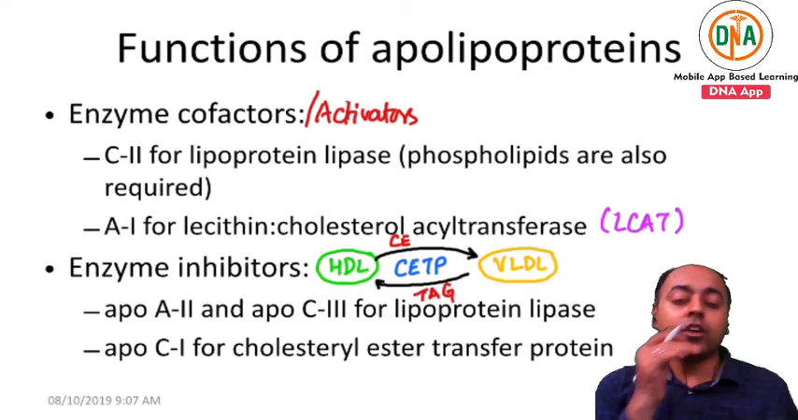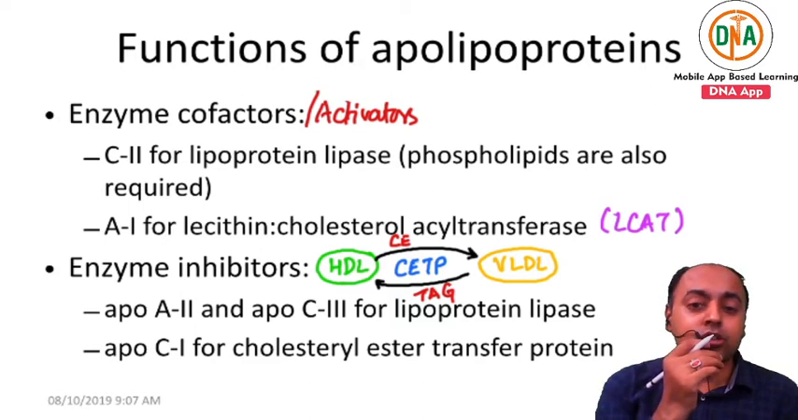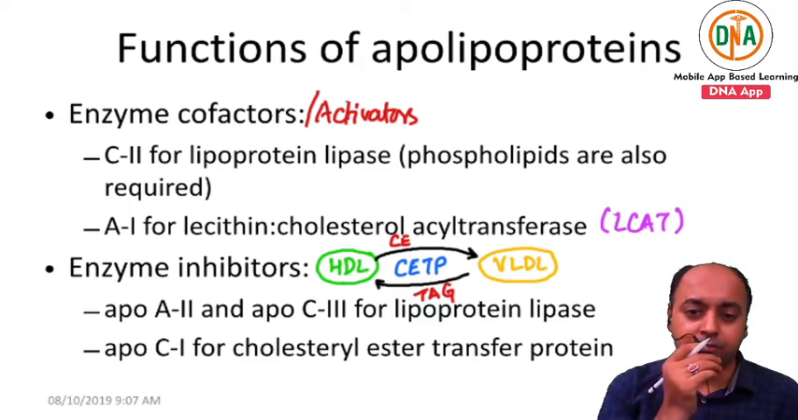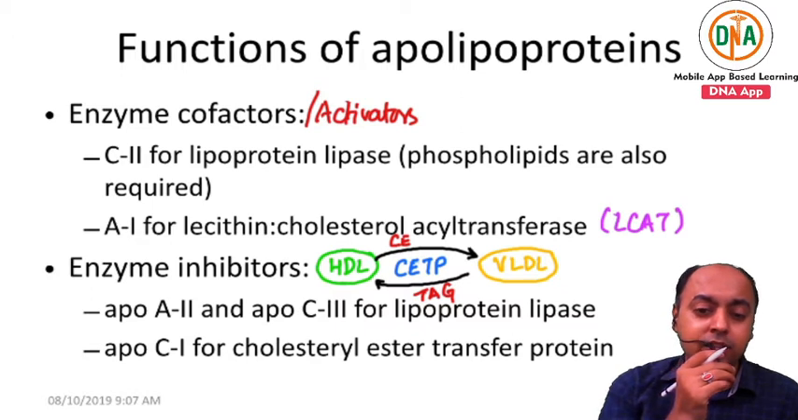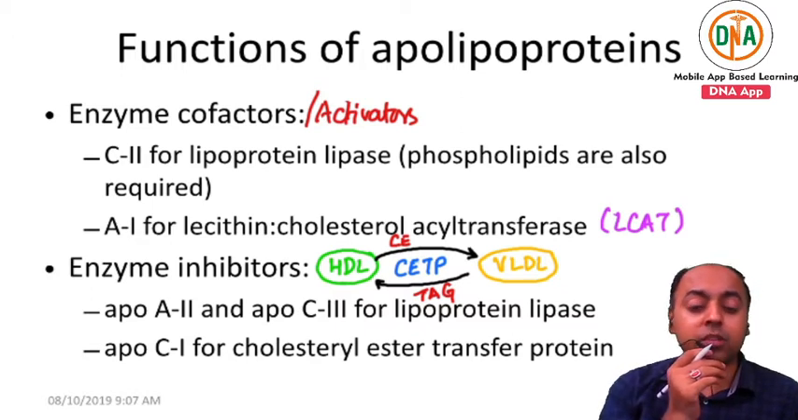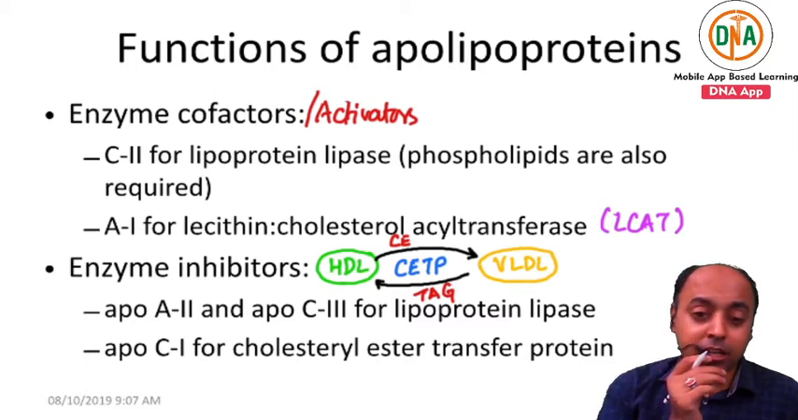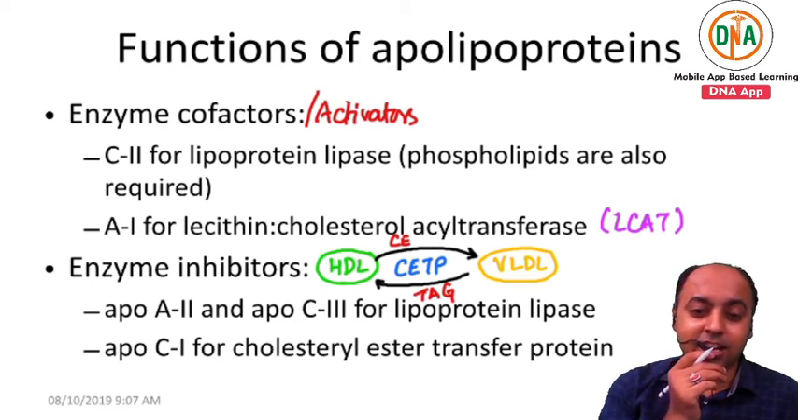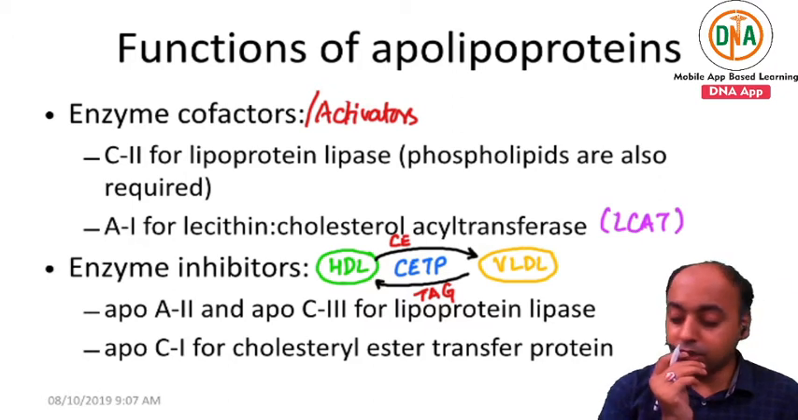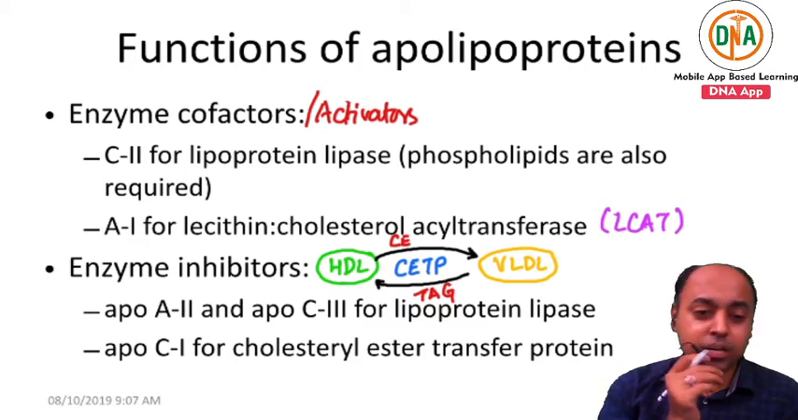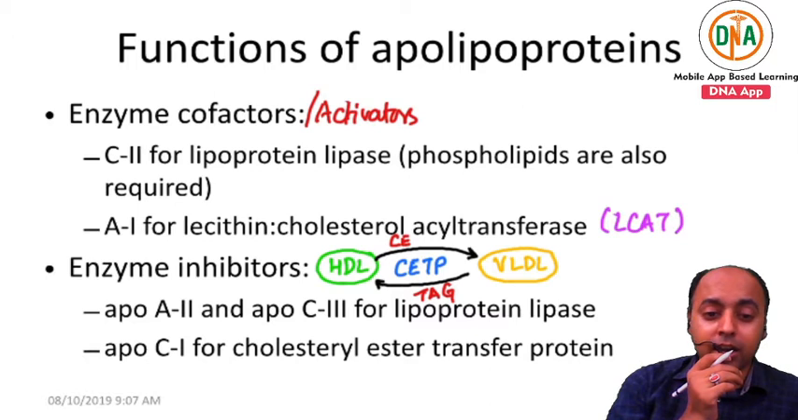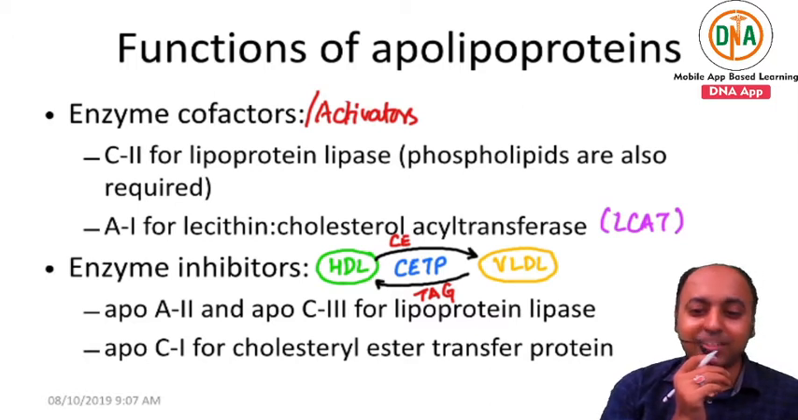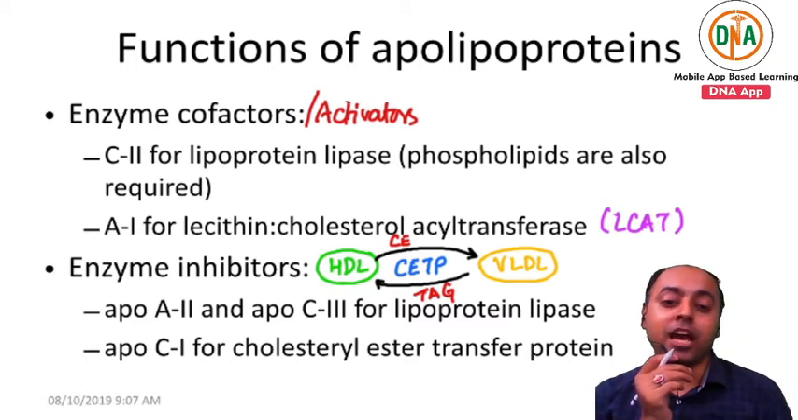That is why when you look at the mature HDL, it should ideally have only the cholesterol and cholesterol ester, but it also has a significant amount of triacylglycerol. This triacylglycerol is coming from the VLDL. So this is mediated by the cholesterol ester transfer protein. Alright. So the CETP is inhibited by ApoC1.